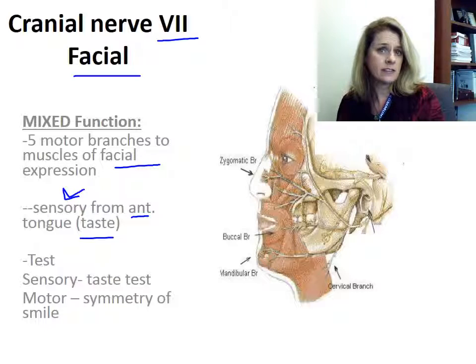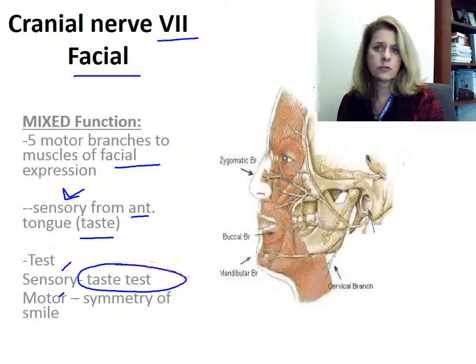So when you test it, you've got to test the sensory and the motor. And so a sensory would be a taste test. So you put something on the tongue, and if they taste it, then their nerve is working. If you put something that should be recognizable and they don't recognize what it is, and they should, then that could be a sign of some memory loss. So again, if they taste it, then the nerve's working. If they don't know what it is, then that could be some memory loss, some brain function.